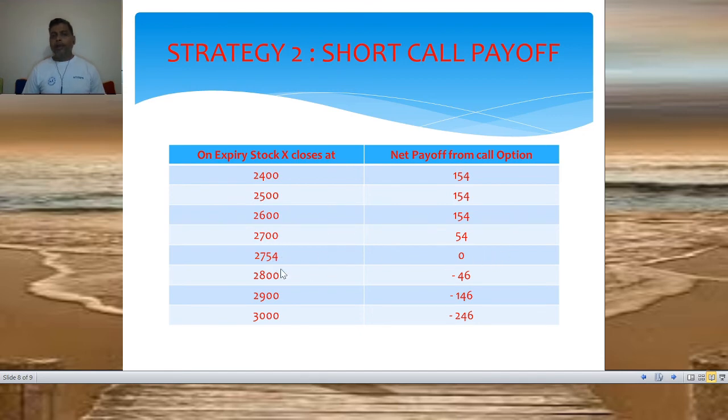Now, the moment the market starts going above this particular point, the seller will start making loss. So if it closes at 2800, the seller will make the loss of 46 rupees. If it closes at 2900, the seller will make the loss of 146. And if it closes at 3000, the seller will make the loss of 246. So from this table, we can evaluate that the reward in this strategy is the option premium, and that is limited. Whereas if the market goes above the break-even point of the seller, then he'll have unlimited loss.